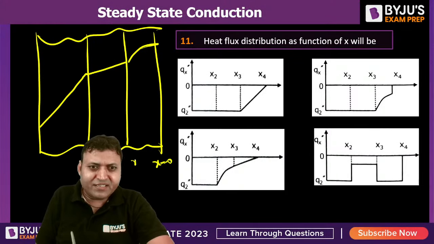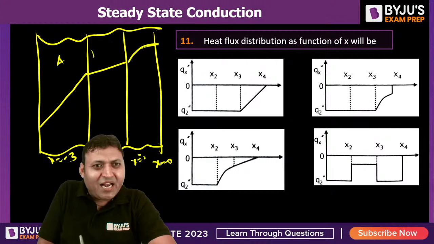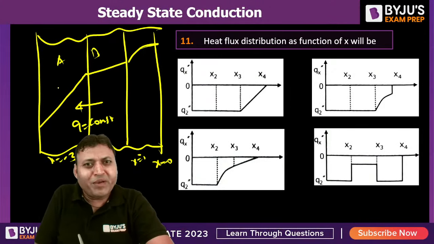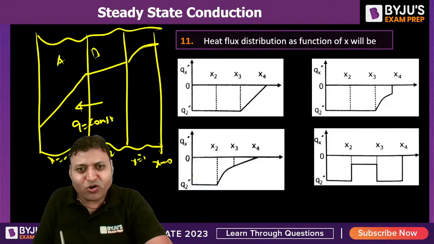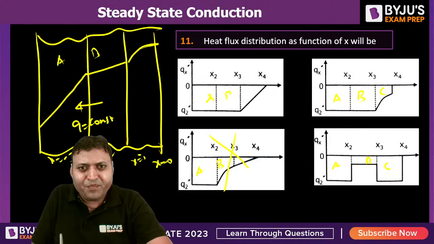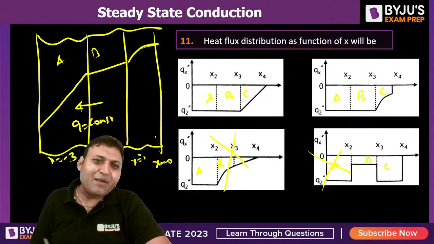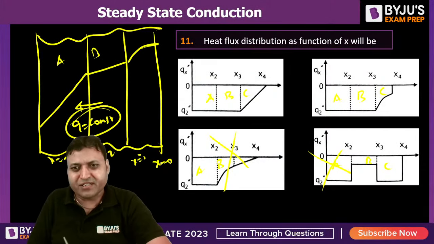This is X equal to 0. Let us say this is X equal to minus 1, X equal to minus 2, X equal to minus 3. In material A and B, Q remains constant, so QA is equal to QB. So this cannot be true. This is material A, this is material B. The third and fourth options cannot be true because in materials A and B, the rate of heat transfer will remain constant.